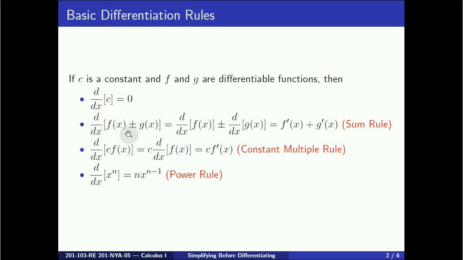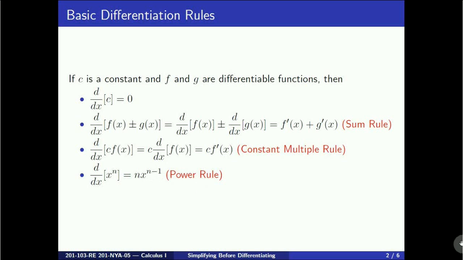If f and g are differentiable, the derivative of f plus or minus g is the derivative of f plus or minus the derivative of g. The derivative of a constant c times f is c times the derivative of f, and the derivative of a power of x, x to the n, is n times x to the n minus 1. The last one is called the power rule.